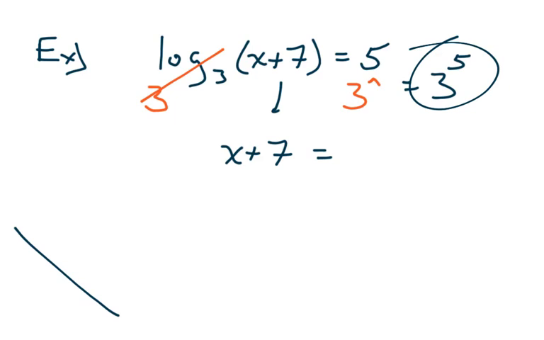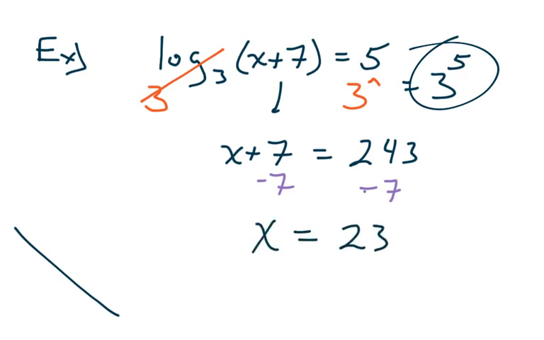That's going to be, on your calculator, 243. So, just like we've done many times, I can finish the problem. I can solve for x, I can subtract 7, and we end up with 236.